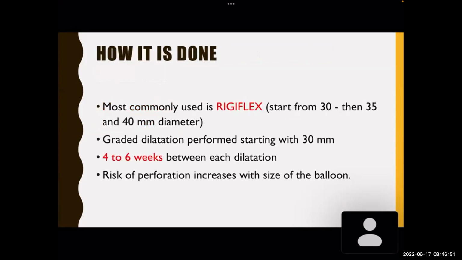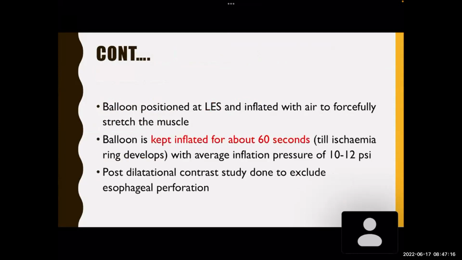So how is it done? Most commonly used is Rigiflex. The Rigiflex pressure should be started from 30 millimeters of mercury, and we can do a graded dilatation, 30 to 35, and we can reach up to 40 millimeters. A gap of 4 to 6 weeks between each dilatation should be given, and the risk of perforation increases directly proportional to the size of the balloon which we are using. The balloon is positioned at the lower esophageal sphincter and inflated with air to forcibly stretch the muscle, and the balloon is kept inflated for about 60 seconds till we develop an ischemic ring.